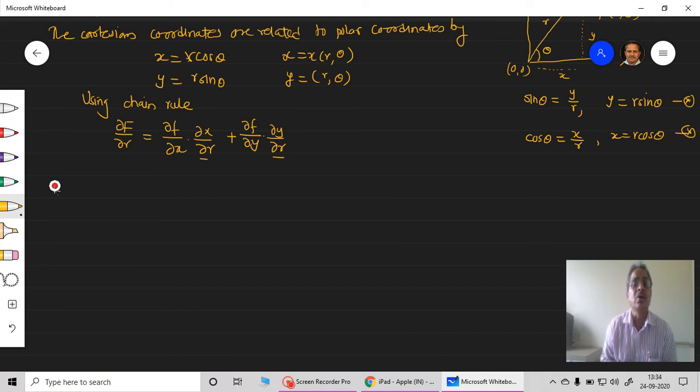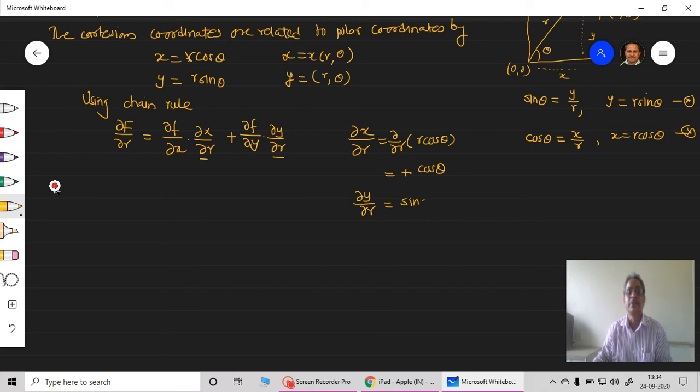x is equal to r cos theta, y is equal to r sin theta. Therefore, using this, if I go for this calculation, ∂x/∂r is ∂/∂r of r cos theta. Here r will be differentiated, and therefore it simply comes to be cos theta. Similarly, another differentiation, ∂y/∂r, where y is r sin theta, so its differential is again simply sin theta, isn't it?